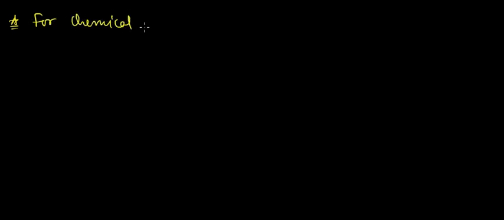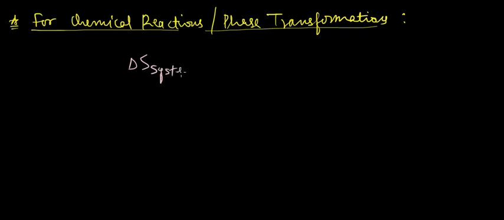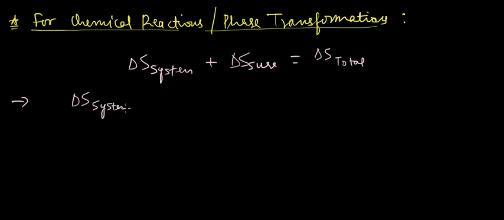So for chemical reactions and phase transformations, we can write delta S system plus delta S surrounding is equal to delta S total, and we can also write that delta S system minus delta H system by T is equal to delta S total.